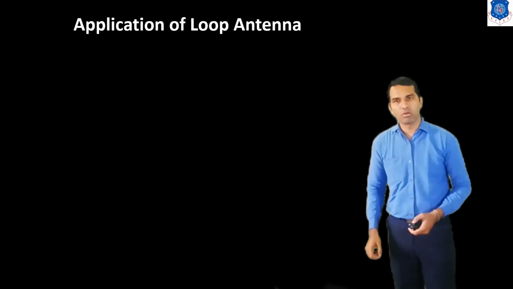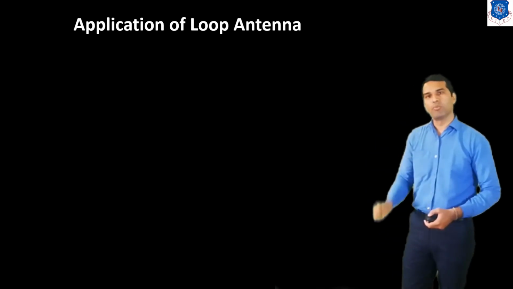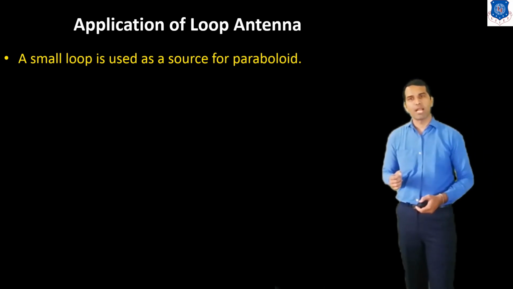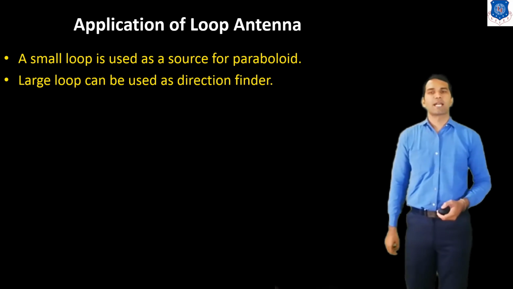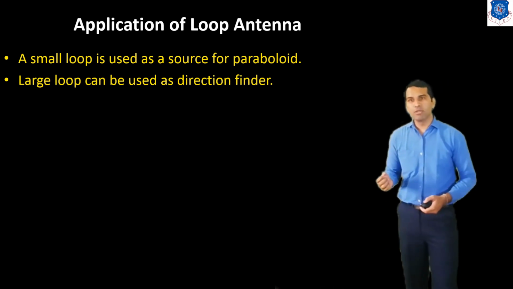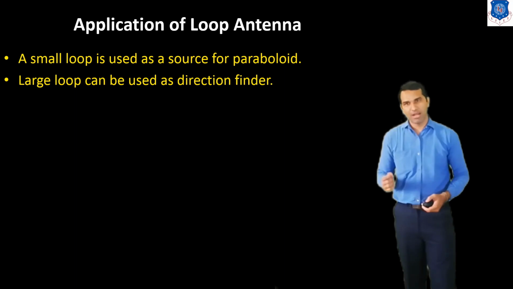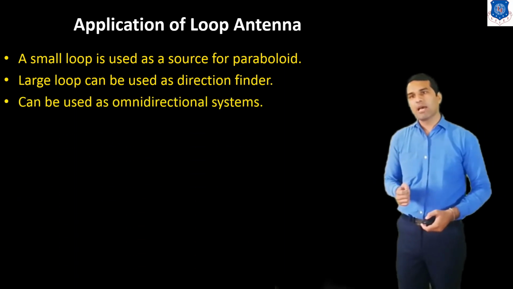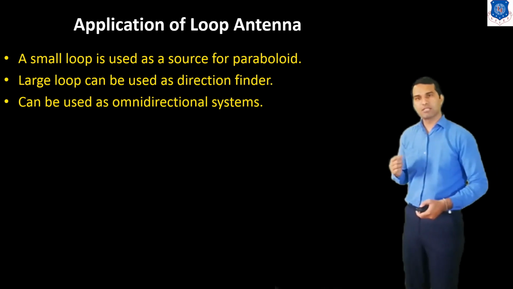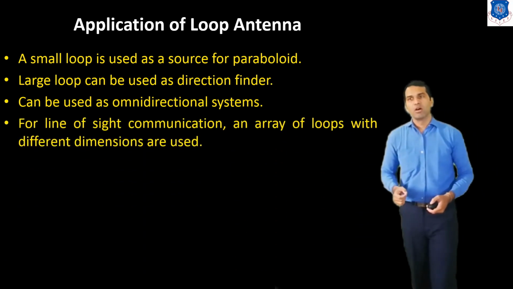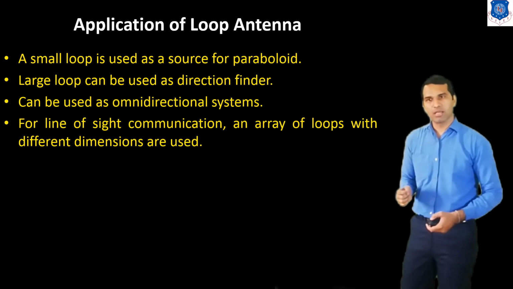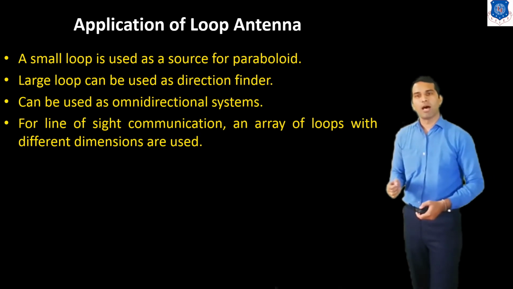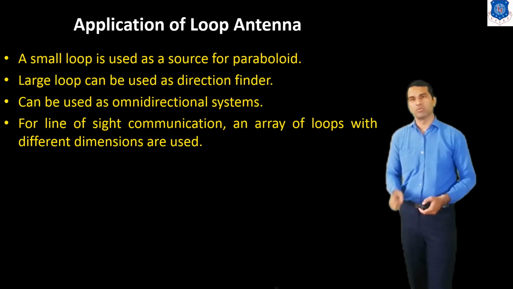Now we discuss the applications of the loop antenna. A small loop is used as a source of a paraboloid. The second application is that a large loop can be used as a direction finder. Also, the loop antenna can be used as an omnidirectional system. For line-of-sight communication, an array of loops with different dimensions is also used.